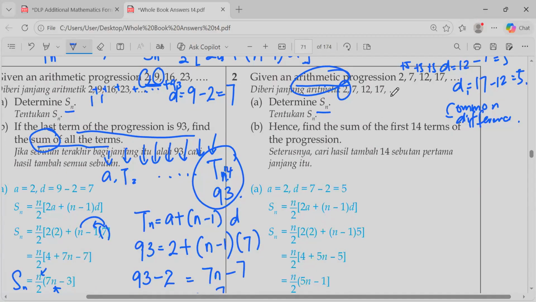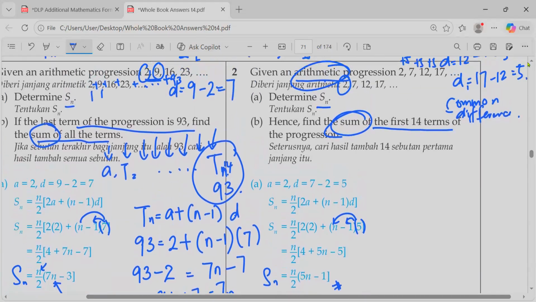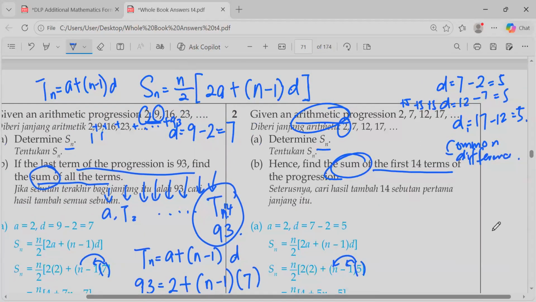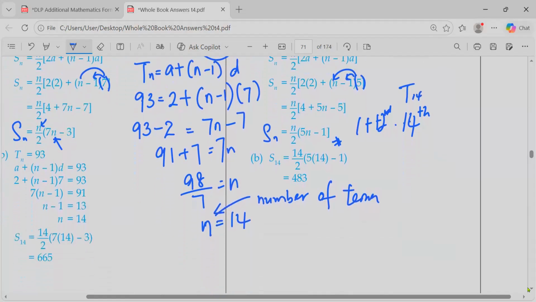After that, you just expand it. Remember the bracket. 5n minus 5, and then this is 4, and then we get the formula. After that, look at the question: the sum of the first 14. So you just substitute 14 inside. Sum 14 means the first term plus the second one plus the third one until the term of 14, every plus. This is the sum of all the terms.